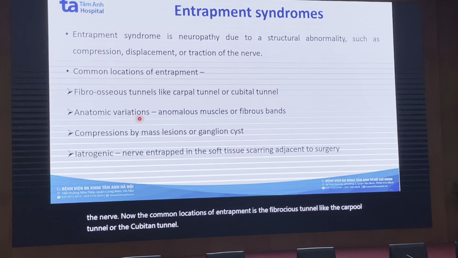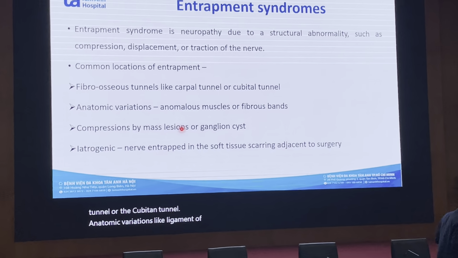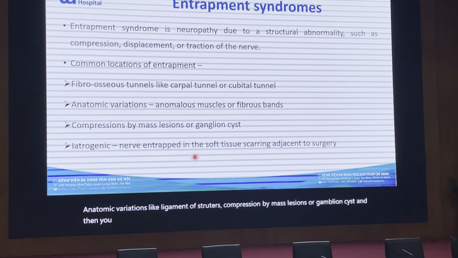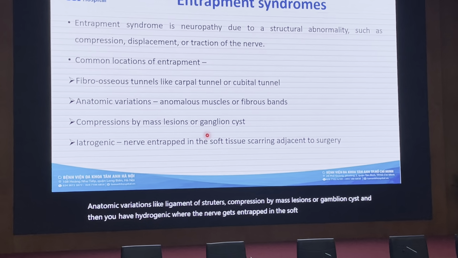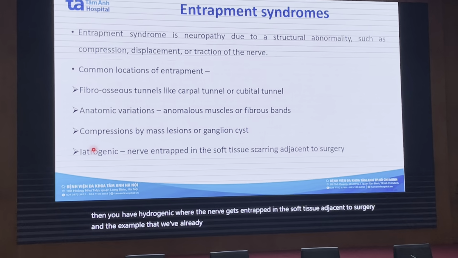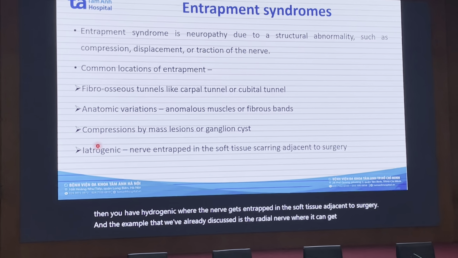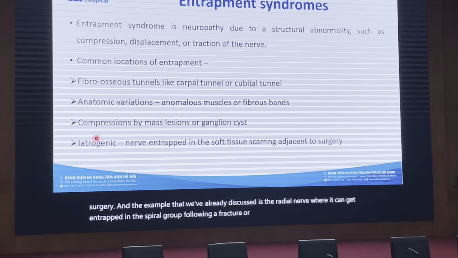Anatomic variations like ligament of Struthers, compression by mass lesions or ganglion cyst, and then you have iatrogenic, where the nerve gets entrapped in the soft tissue adjacent to surgery. And the example that we've already discussed is the radial nerve, where it can get entrapped in the spiral groove following a fracture or following a fracture fixation.